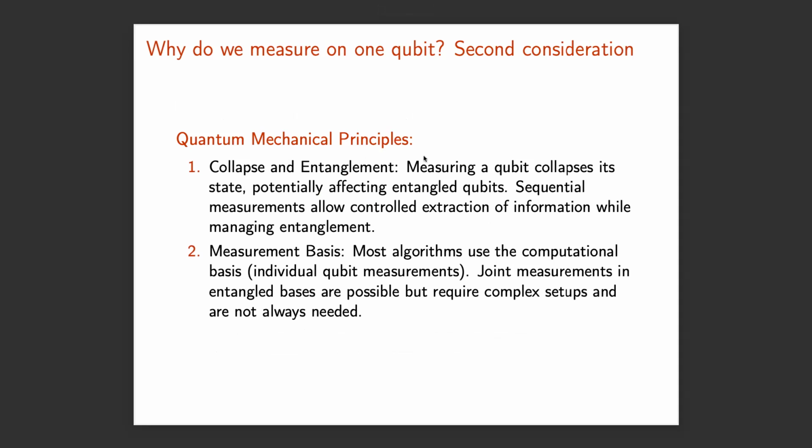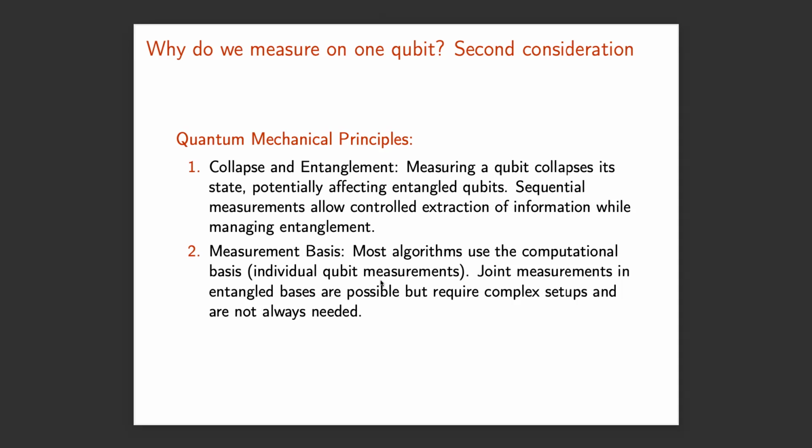Then, if you look at quantum mechanics, measuring a qubit collapses its state, potentially affecting the entangled qubits, as we discussed a little bit earlier. So sequential measurements allow controlled extraction of information while you manage entanglement. The measurement basis: most algorithms use a computational basis, which we normally think of in terms of qubit 0 and qubit 1. But you are not limited to that.